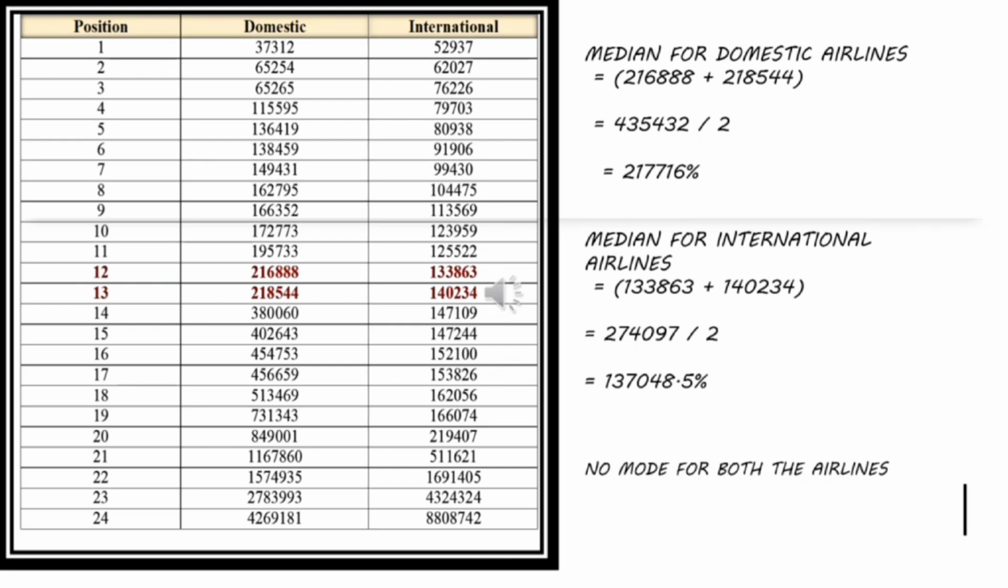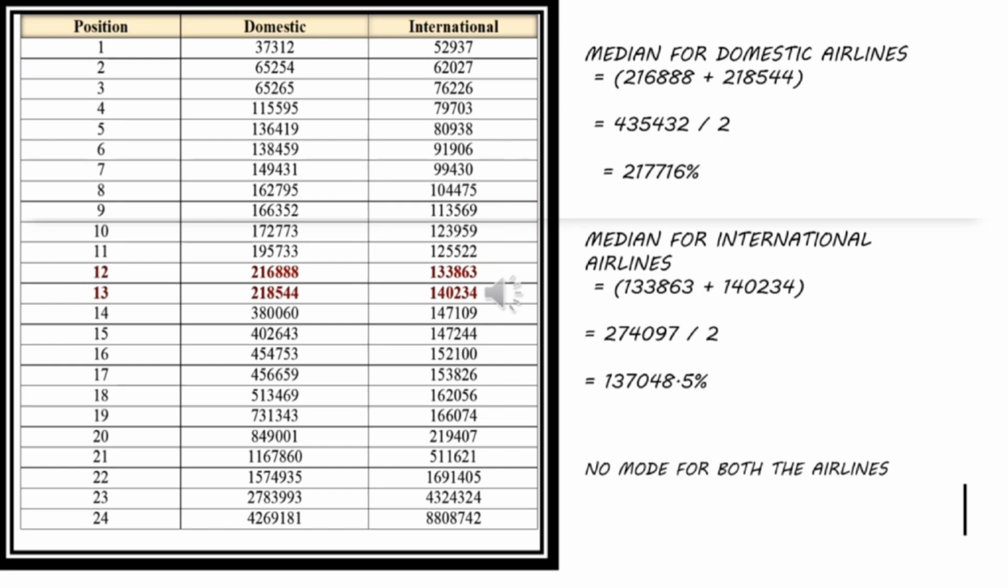Next, we're going to find the median for domestic and international airlines. In order to find the median, I have arranged the observations from smallest to biggest number, and I took the middle two numbers and divided by 2 to get the median. So the median for domestic airline is 217,716, while for international it is 137,048.5.